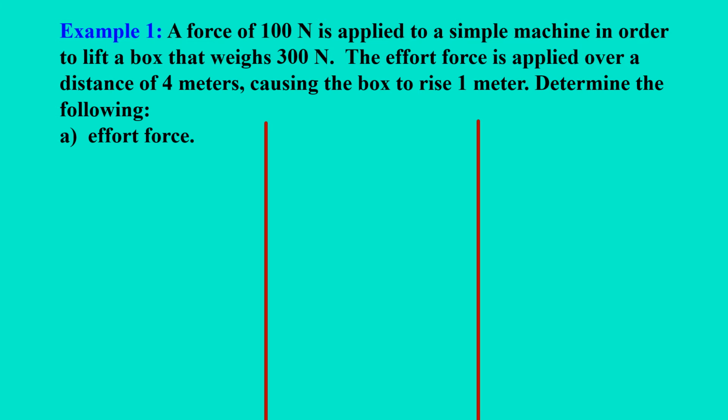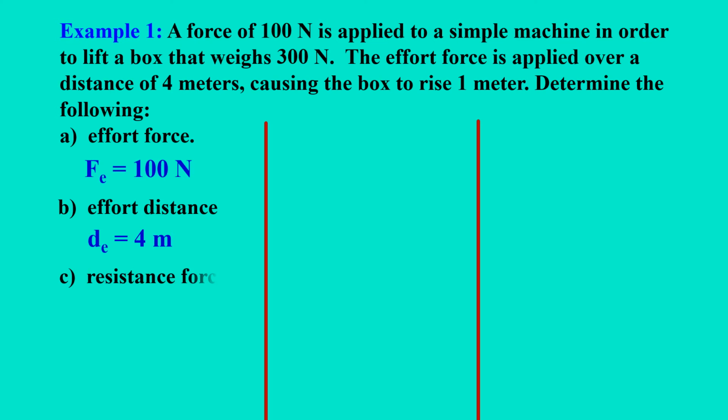A force of 100 newtons is applied to a simple machine in order to lift a box that weighs 300 newtons. The effort force is applied over a distance of 4 meters, causing the box to rise 1 meter. Determine the following. Letter A, effort force. F sub E equals 100 newtons, which is given. This is the force that is applied to the simple machine. Letter B, the effort distance is also given to be 4 meters.